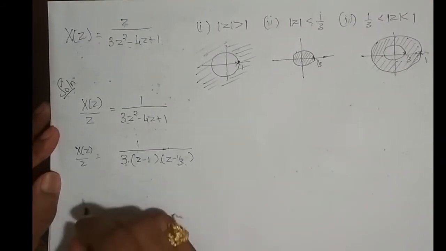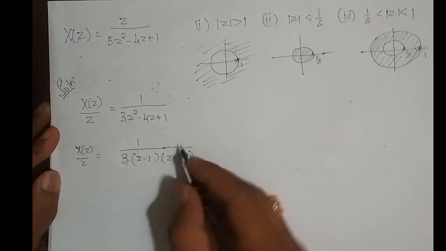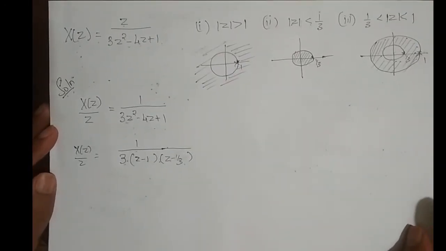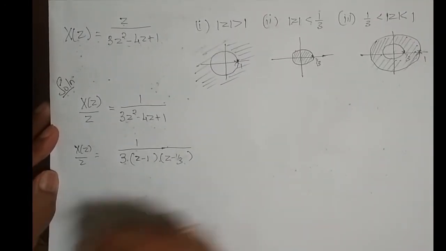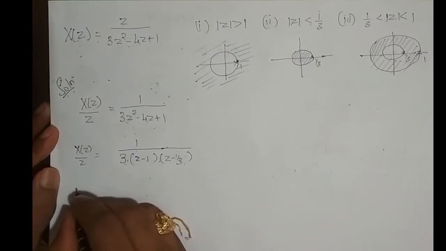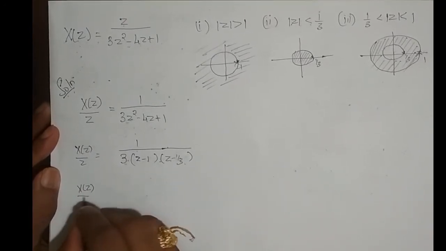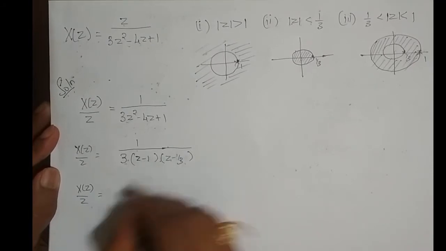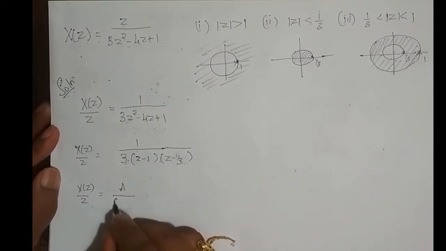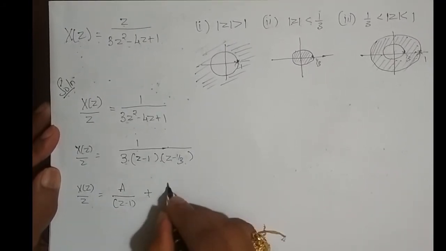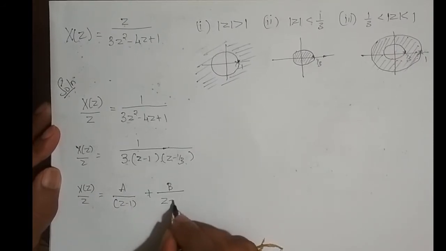Okay. So now I have to perform the partial fraction expansion. How do we perform it? X of z by z is equal to, so I can split it into A divided by z minus 1 plus B divided by z minus 1/3.